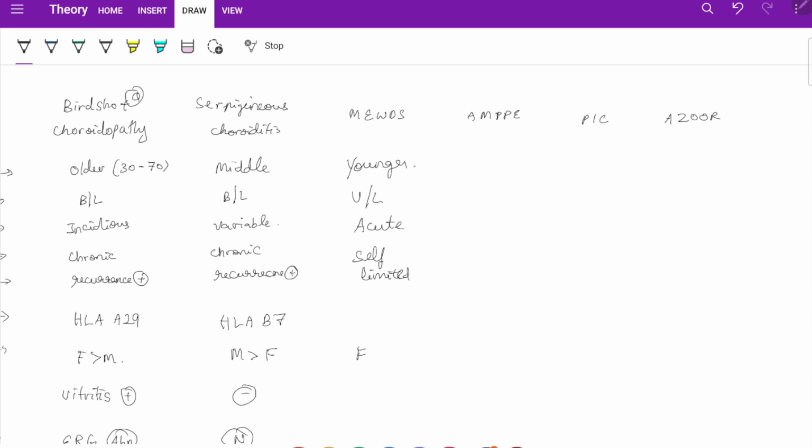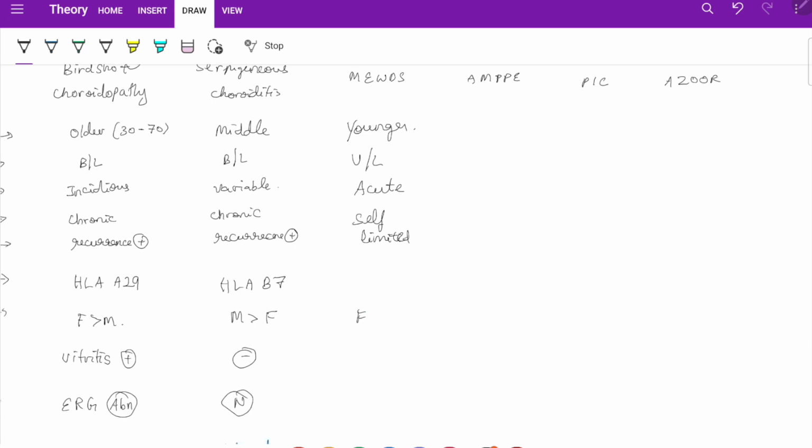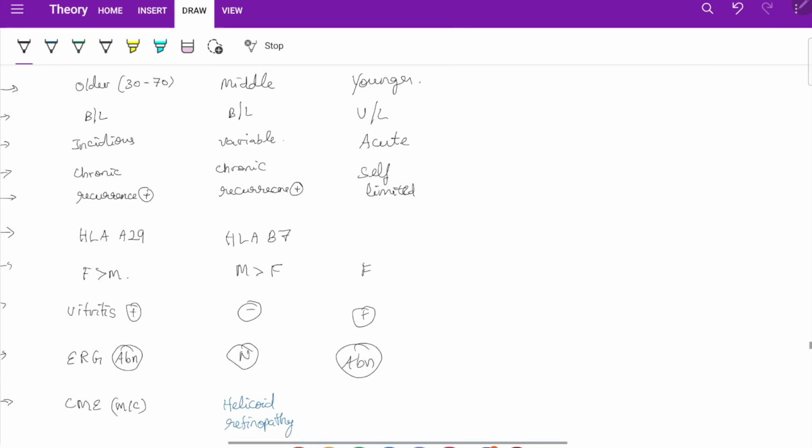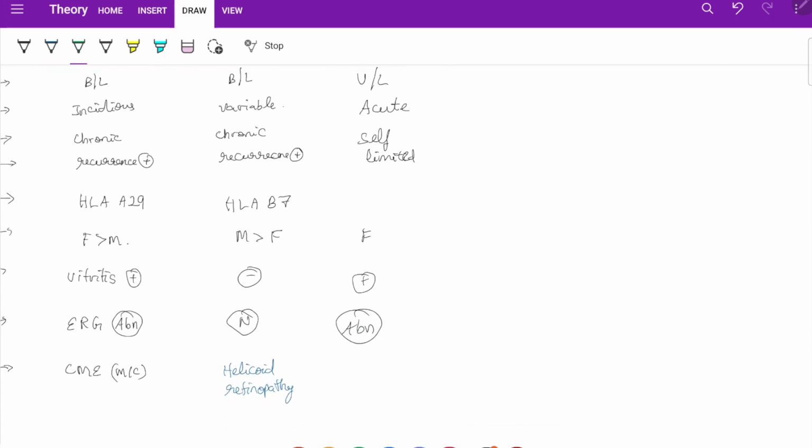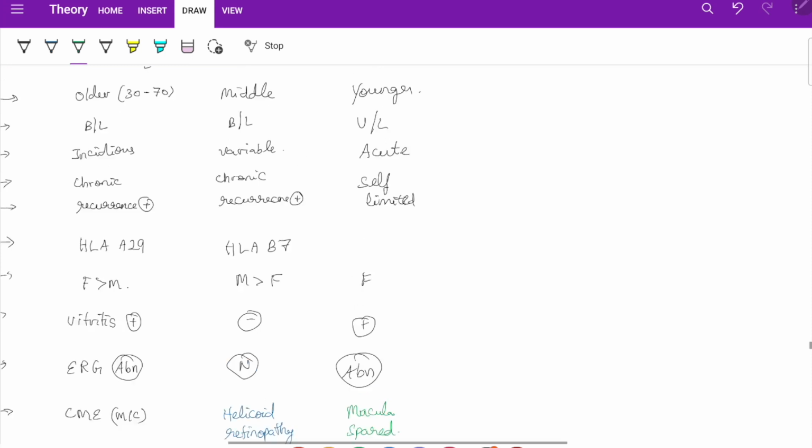Males are not affected; females are the most common, and this is not good. This is going to have vitritis, sometimes positive, and an abnormal ERG. So it's going to have an abnormal ERG. Here the specialty is that your macula is spared. Okay, so your macula is going to be spared. That is the specialty over here.